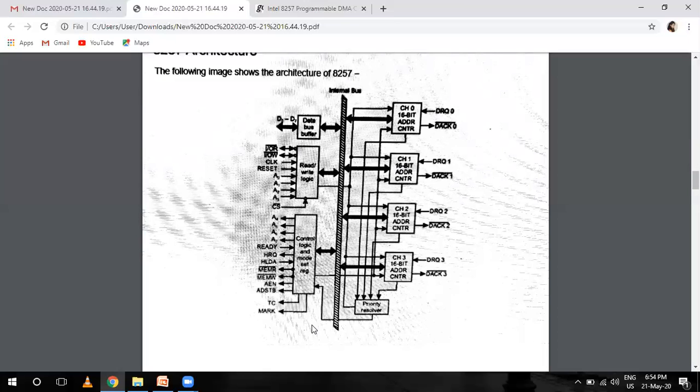And when we are talking about the next block, that is the read and write control logic. When the CPU is programming or reading one of the 8257 registers, the 8257 is a slave device on the system bus. The read write logic accepts the input output read or input output write signal, decodes the least significant 4 address bits, that is A0 to A3, and either writes the content of the data bus into the addressed register or places the content of the addressed register onto the data bus.